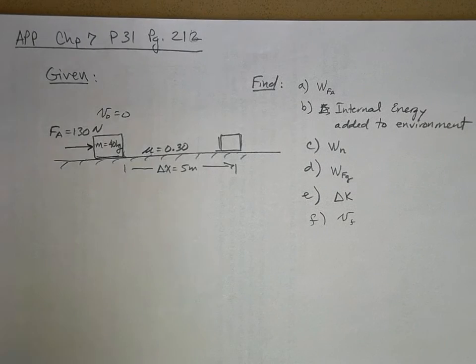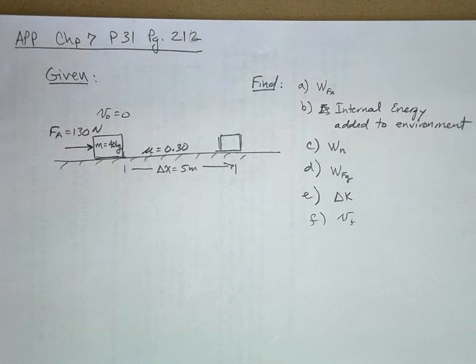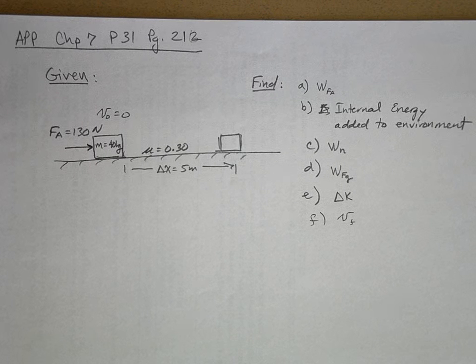Okay, let's do problem number 31 on page 212. It's in chapter 7. I'll read the problem out loud. It says, a 40 kilogram box is initially at rest and it's pushed 5 meters along a rough horizontal floor with a constant applied horizontal force of 130 newtons.